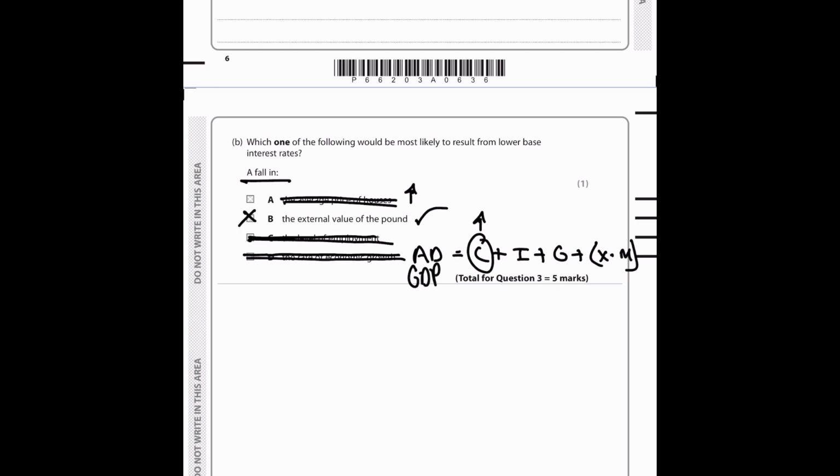So the value of the pound is correct. This is probably because there's a fall in hot money flows, which means that fewer people are buying pounds, which is decreasing the demand for it, and also individuals or foreign investors are most likely converting their pounds into other currency to get a better return on their savings. So the supply of the currency could increase as well.